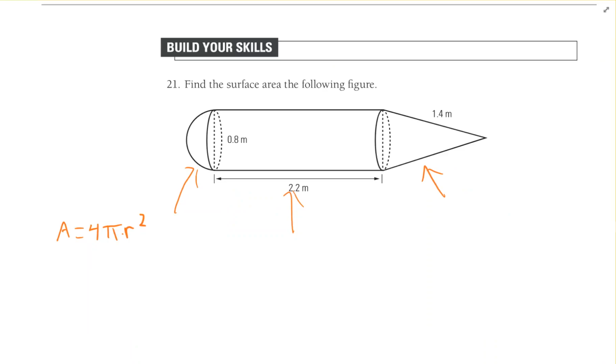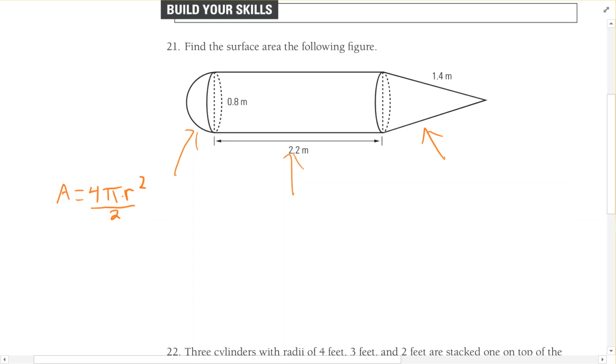But remember, that would be the surface area for an entire sphere, if that sphere went all the way around. So we're going to just divide our answer by 2. If you want, you can divide by 2 now, or at the end when you've finished it, that's fine too. I'm just going to divide by 2 at the end.